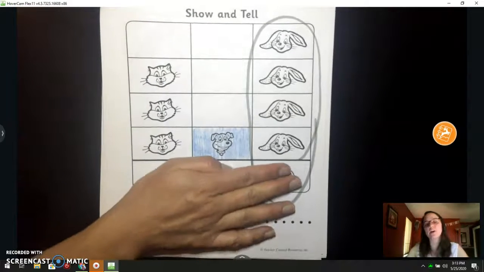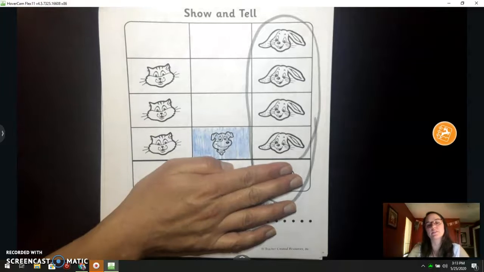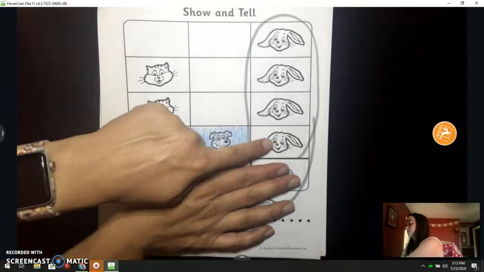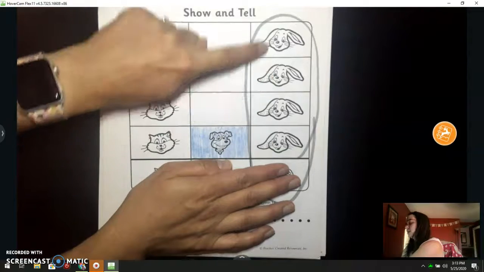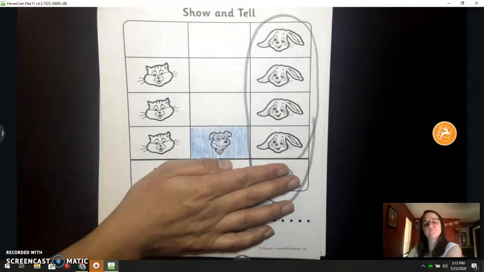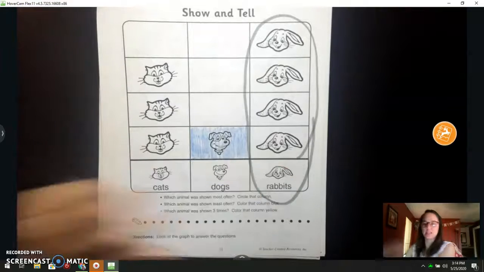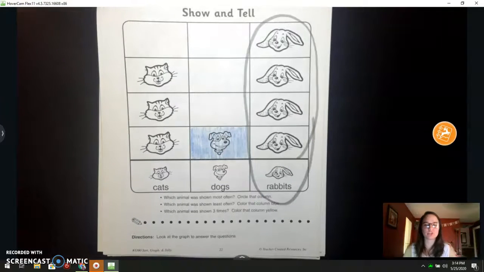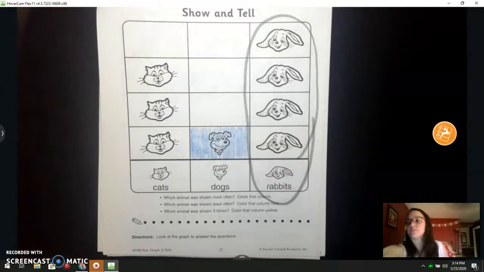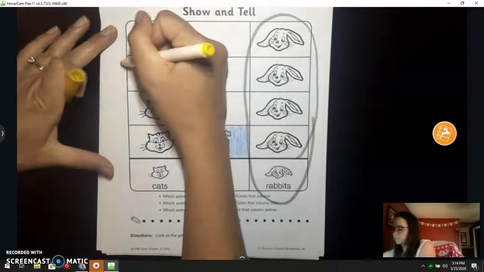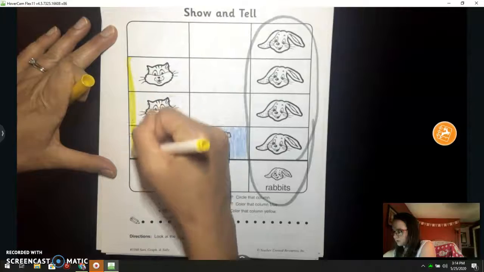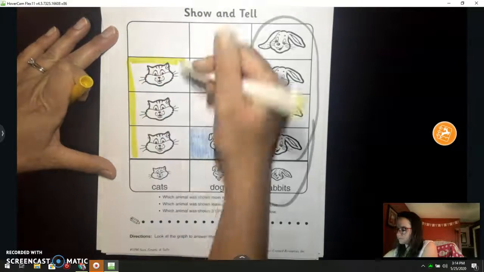Our last question on this page says, which animal was shown 3 times? Well, remember, this bottom row doesn't count. Do you think it's rabbits? 1, 2, 3, 4? 4 is more than 3. Oh, maybe it's cats. 1, 2, 3. Yes, cats was shown 3 times on the graph. It says color that column yellow. I'm going to use a marker so you can see it easier on my paper.